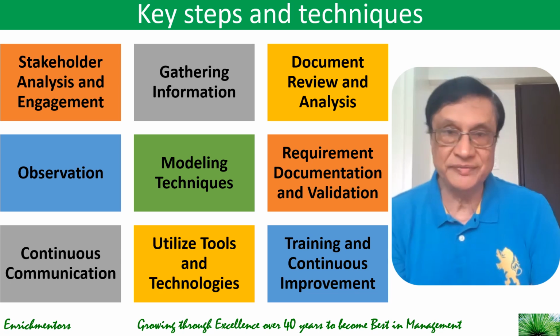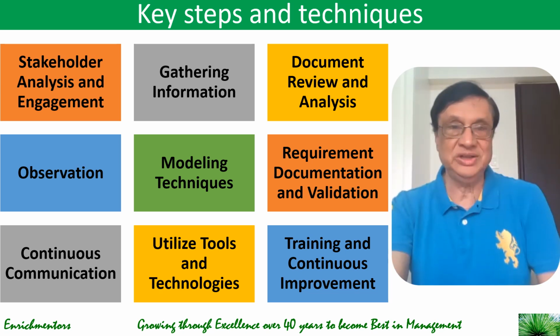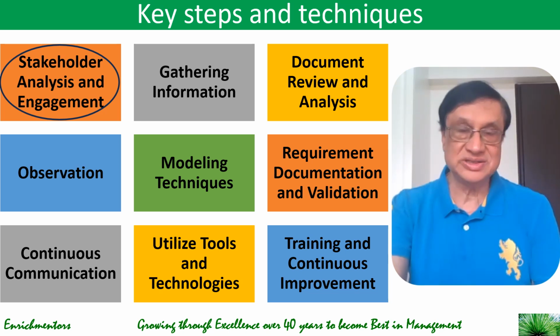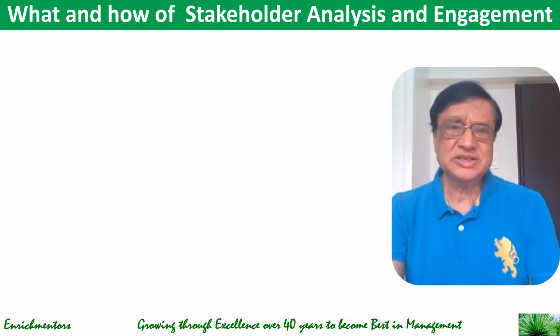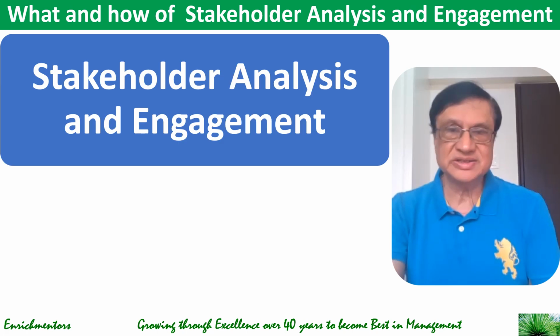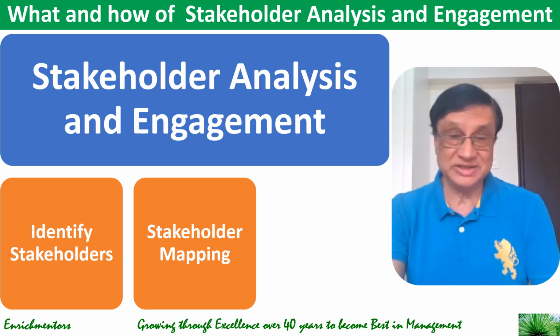So how to do each of these, that's what we will do in the rest of the section, starting with stakeholder analysis and engagement, partly in this lecture. So let's take a look at what stakeholder analysis and engagement involves. Basically, it involves three things. First, you need to identify who the relevant key stakeholders are for you. Then you need to map. Now, what does that mean? We will explain that in the next lecture.